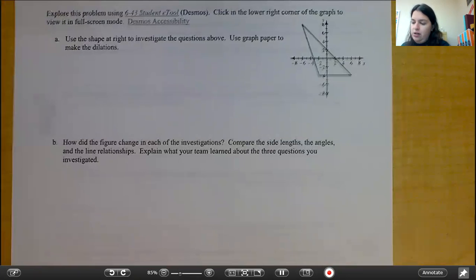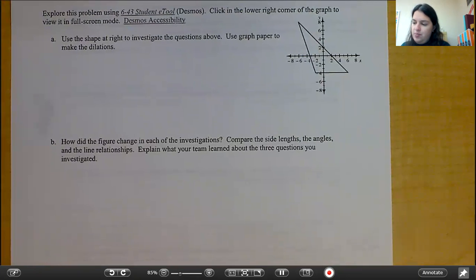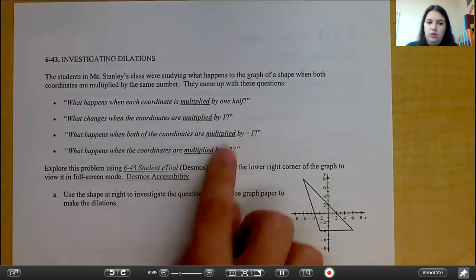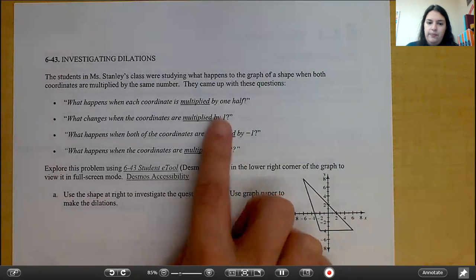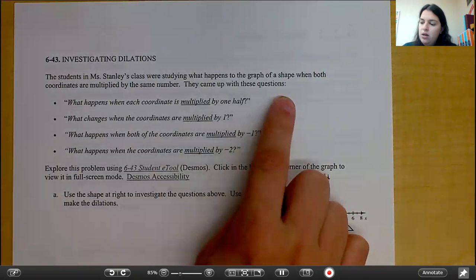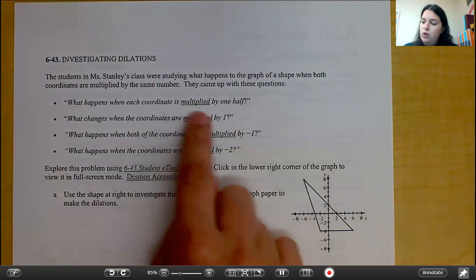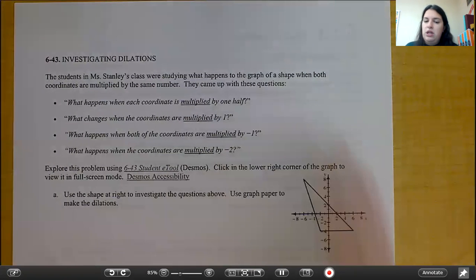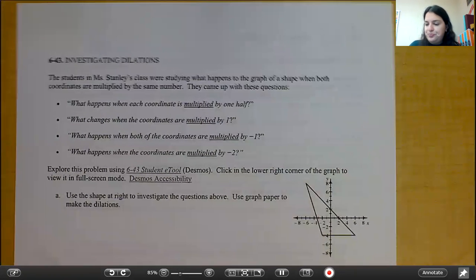Part B says, how did the figure change in each of the investigations? Compare the side lengths, the angles, and the line relationships. Explain what your team learned about the 3 questions you investigated. So, again, you're going to graph this on graph paper. You are then going to do what happens right here. Each time, I recommend using a different color. So if you want to make this red, put a little red here. So every time that you multiply by 1/2, you're showing that in red. So you can keep it nice, neat, and organized.